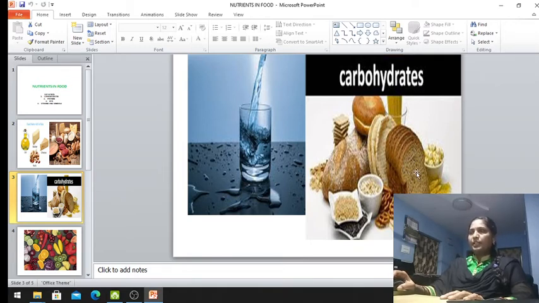Nutrient means the food item which helps to build up our body. In a simple sentence, you can say it is the substance which helps to make up our body, which helps us to grow. Such types of substances are known as nutrients. So carbohydrate is one of the nutrients.